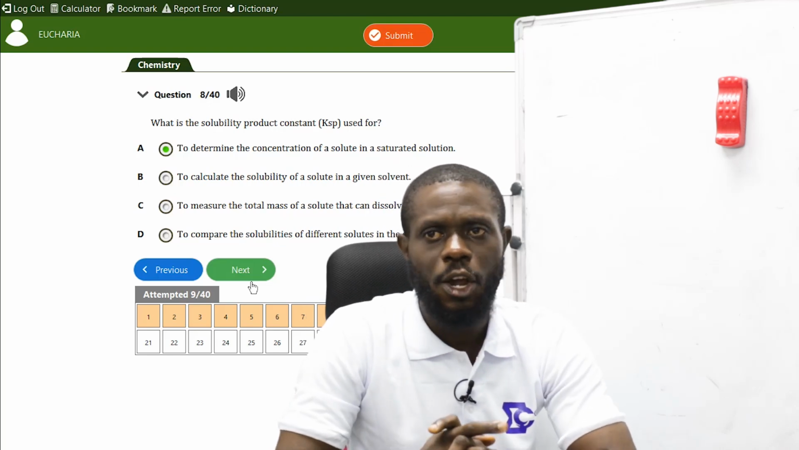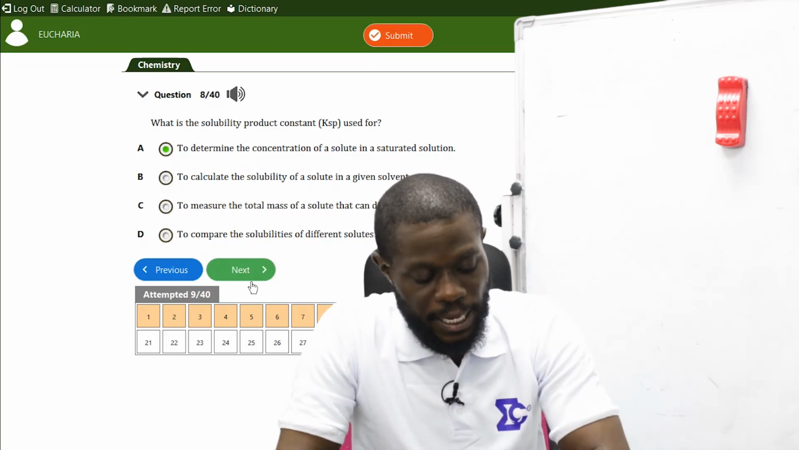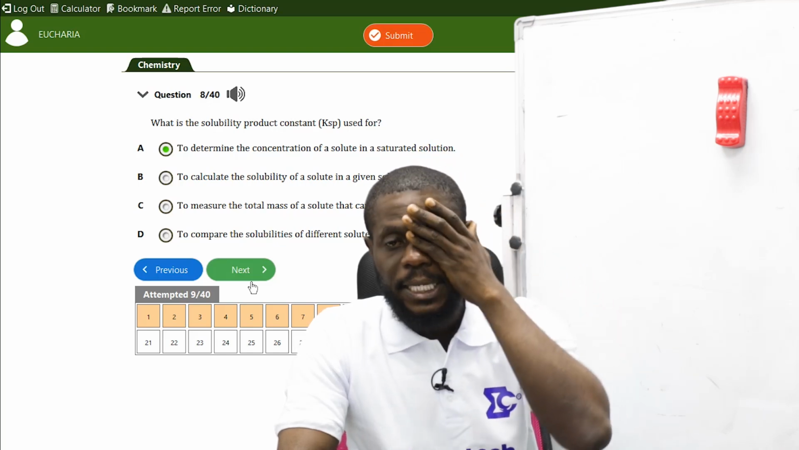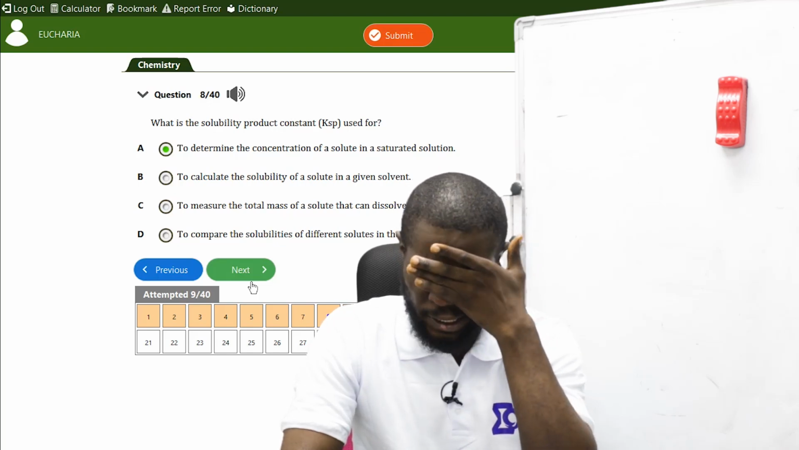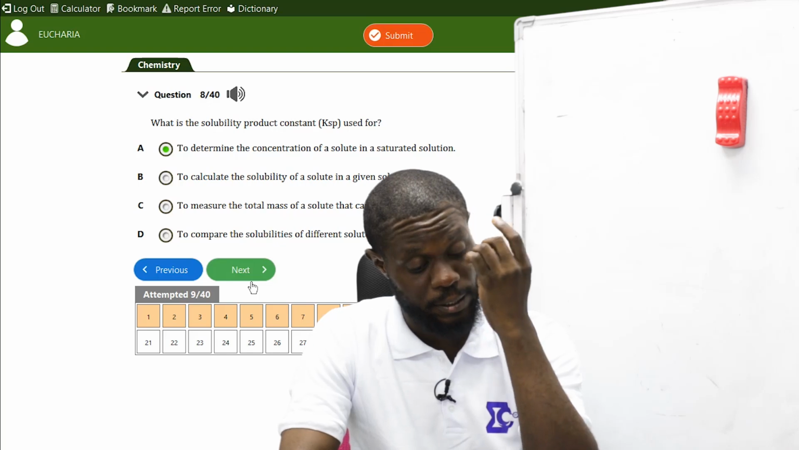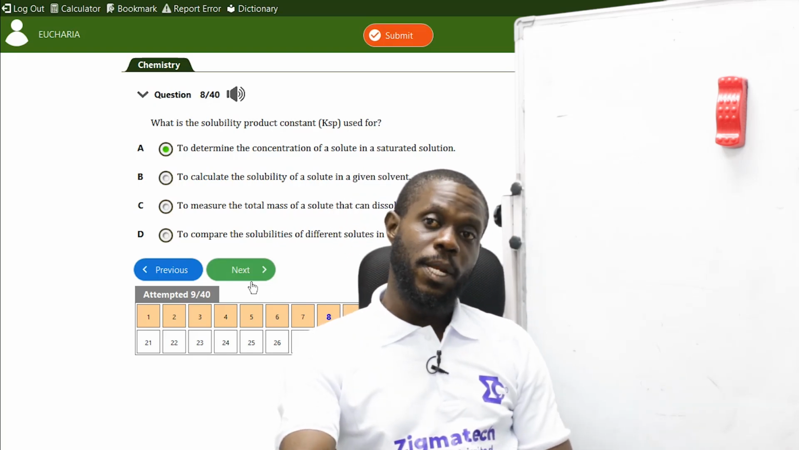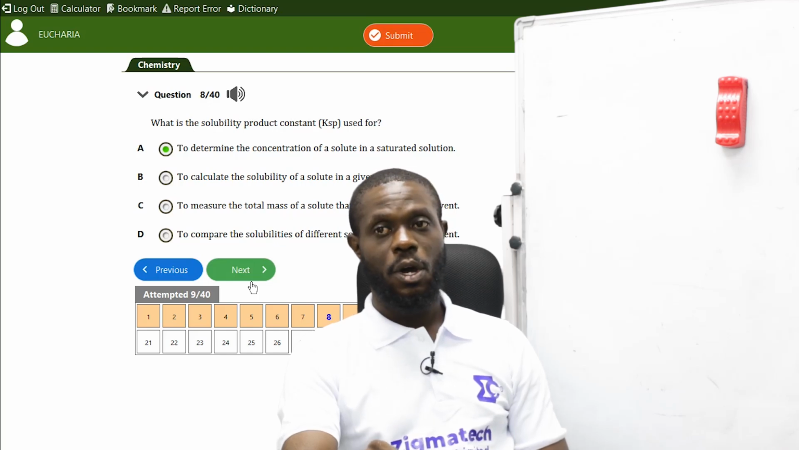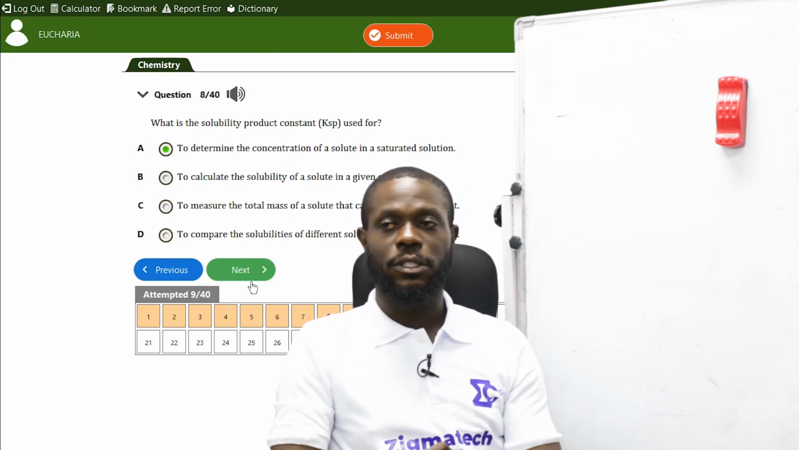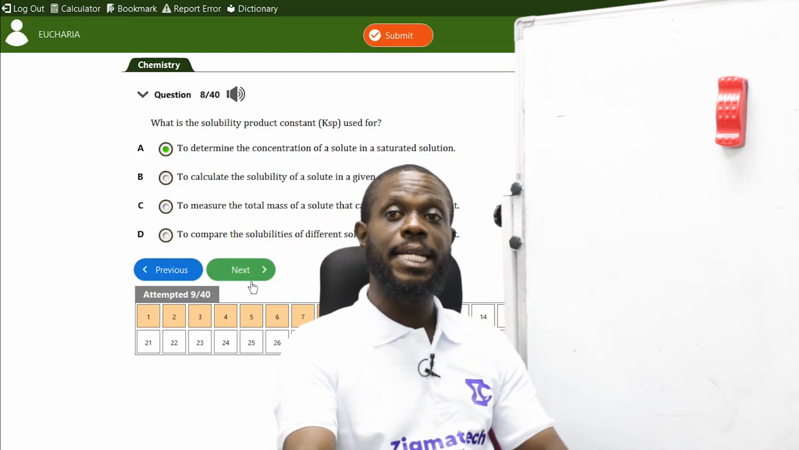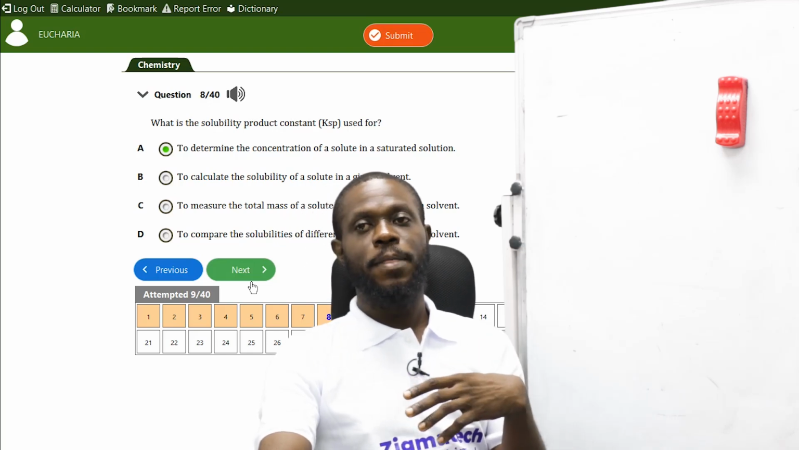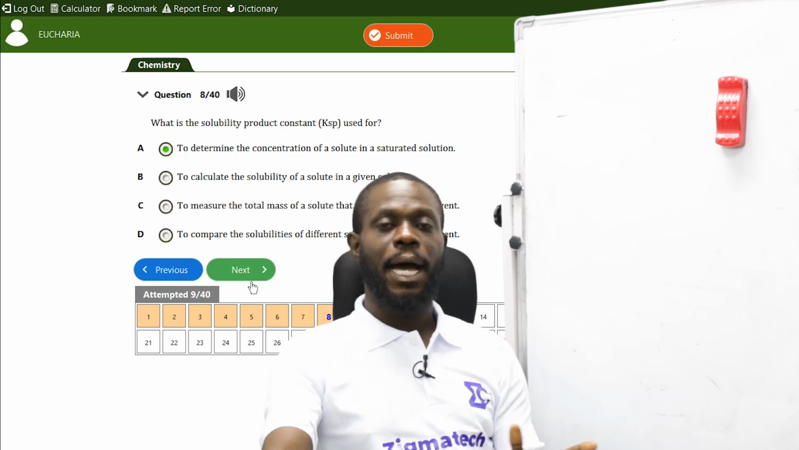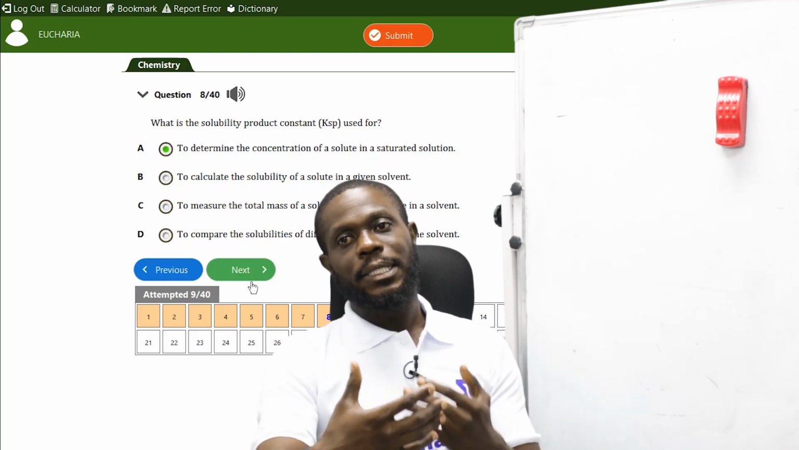Now, let's first of all know what a solubility product constant is. A solubility product constant is the equilibrium constant for the dissolution of solid substances into an aqueous solution. When they say aqueous solution, it is simply a solution where the solvent is water. That means it talks about a solute dissolving in water. And it is determined by temperature.